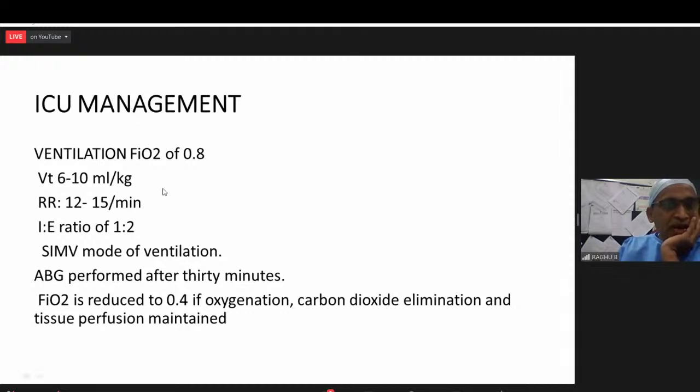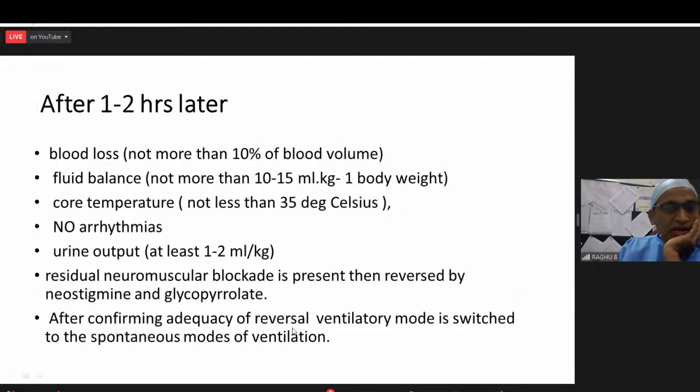And in the ICU, the patient is connected to the ventilator with 6 to 8 ml/kg body weight tidal volume and a respiratory rate of 12 to 15 on SIMV mode. And ABG has to be done. If the PaO2 oxygenation is good, the FiO2 can be reduced to 0.4. Later on, after 1 to 2 hours, look for any blood loss.